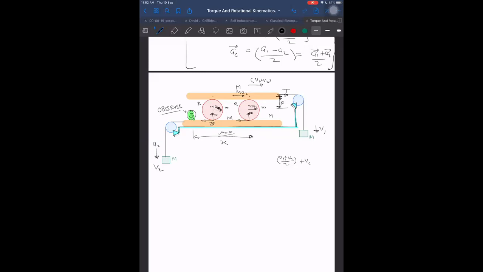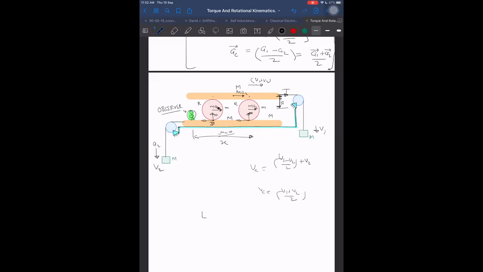Was it v1 plus v2 by 2? No, wait a second. v1 was this side, v2 was the back side. It was v1 minus v2 by 2 actually. Yes, sir, it was v1 minus v2 by 2. Now the velocity of the center will become v1 minus v2 by 2.